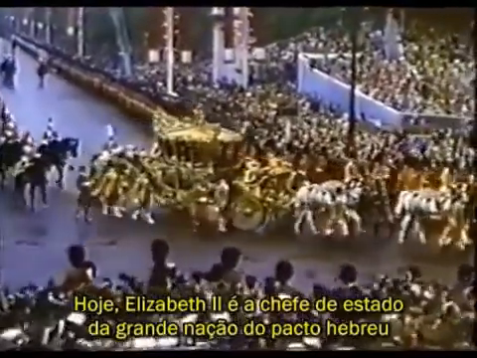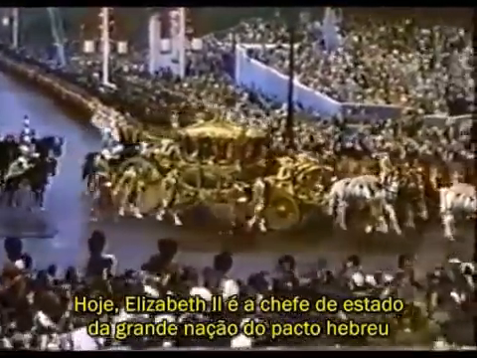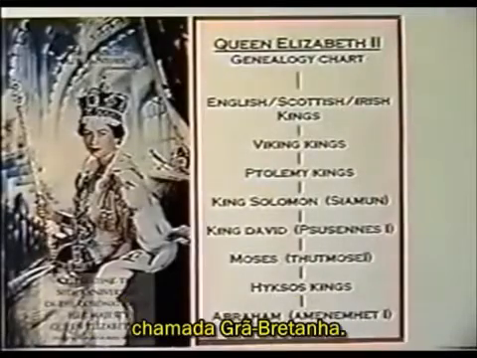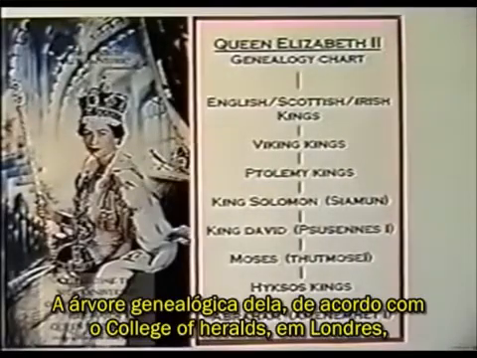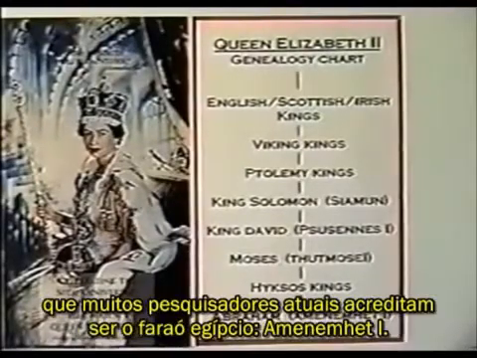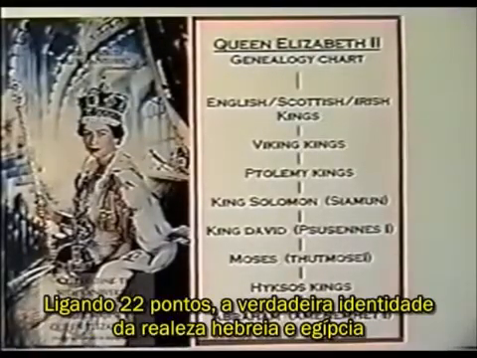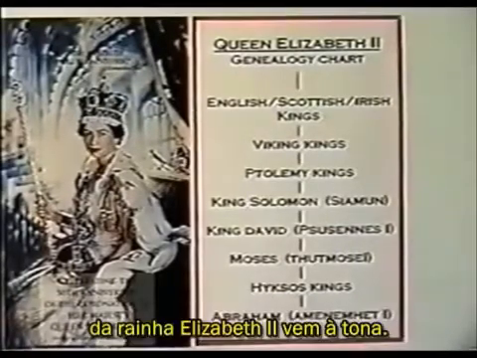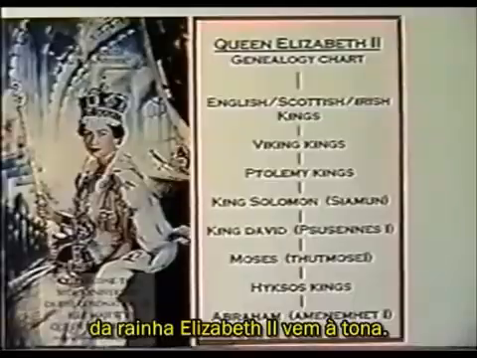Today, Queen Elizabeth II is the head of state of the great nation of the Hebrew Covenant called Great Britain. Her genealogy chart, according to the College of Heralds in London, traces her blue bloodline back to Abraham, whom many modern scholars believe to be the Egyptian pharaoh, Amenemhet I. By connecting 22 dots, the true Hebrew and royal Egyptian identity of Queen Elizabeth II comes into focus.